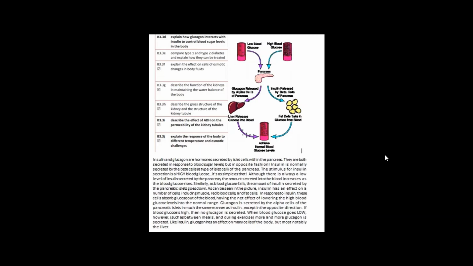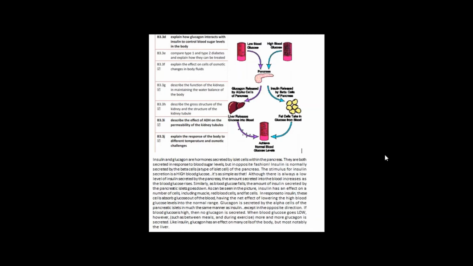Although there is always a low level of insulin secreted by the pancreas, the amount secreted into the blood increases as blood glucose rises. So obviously, as you eat more, the level of insulin will increase. Similarly, as blood glucose falls, the amount of insulin secreted by the pancreas will go down. As can be seen in the picture above, insulin has an effect on a number of cells, including muscle cells, red blood cells, and fat cells. In response to insulin, these cells absorb glucose out of the blood, having the net effect of lowering the high blood glucose levels to a normal range.